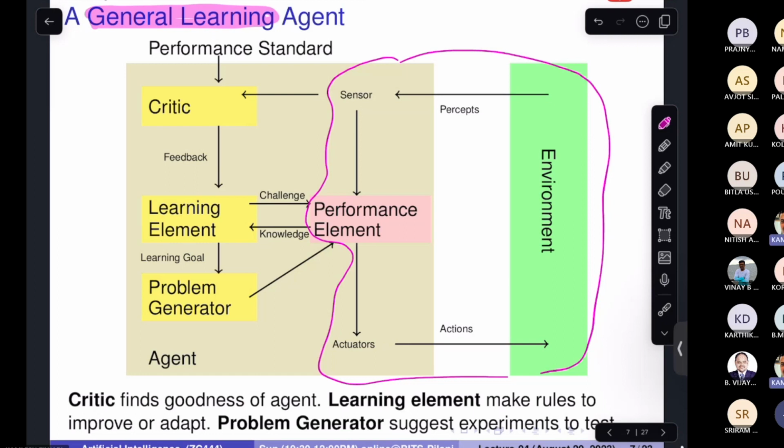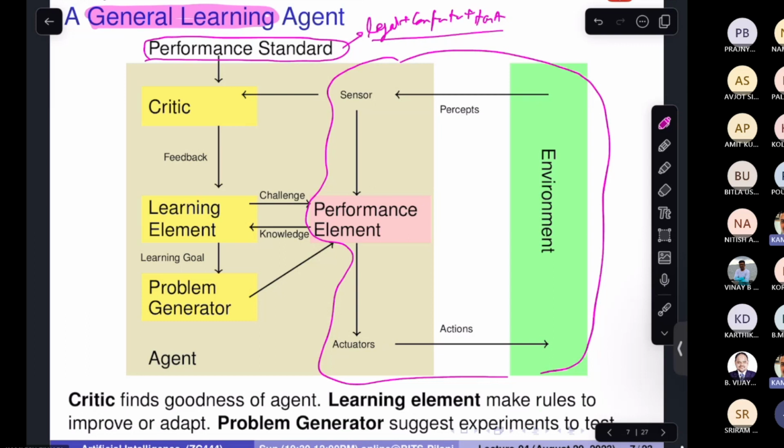What are those things? Performance standard. For example, let me take an autonomous vehicle. What is the performance standard? How legal plus comfortable plus fast. This is my performance standard. I want to implement this thing into the system. What is the performance standard? What I wanted to make good.